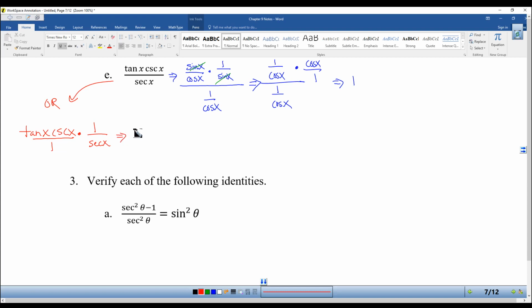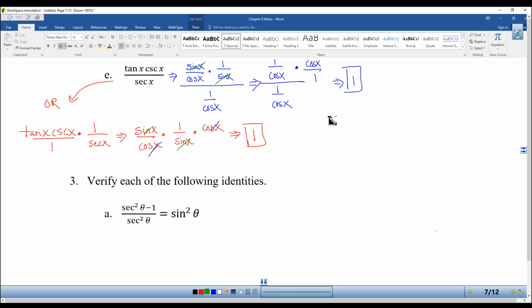Some people prefer this because then they can change tangent to sine over cosine, cosecant to 1 over sine, and they can take 1 over secant and say, oh, that's cosine, and they just change it to cosine. Of course, you get the same answer. The sines cancel, the cosines cancel, and you end up with 1. But if that makes a little more sense to you, then there's just another strategy.